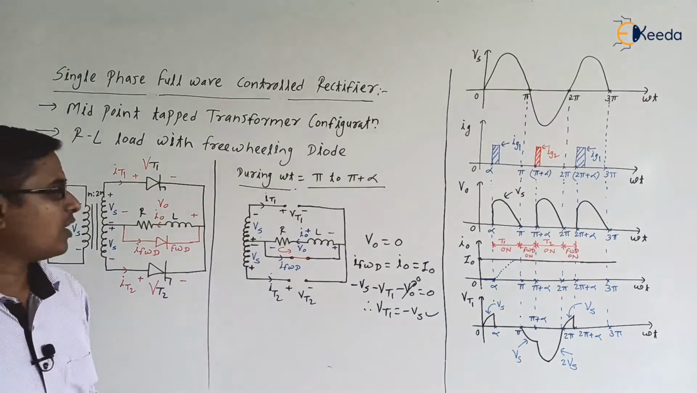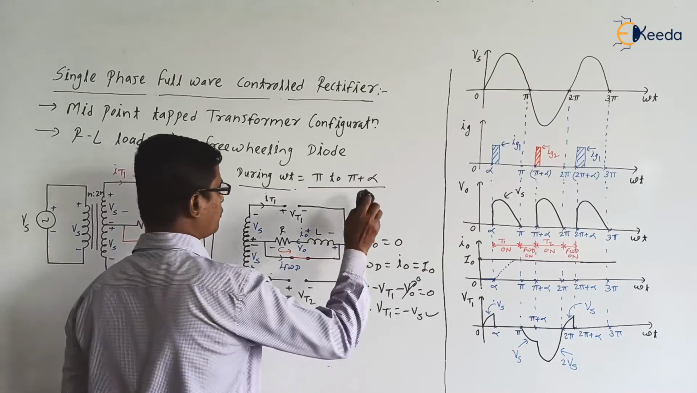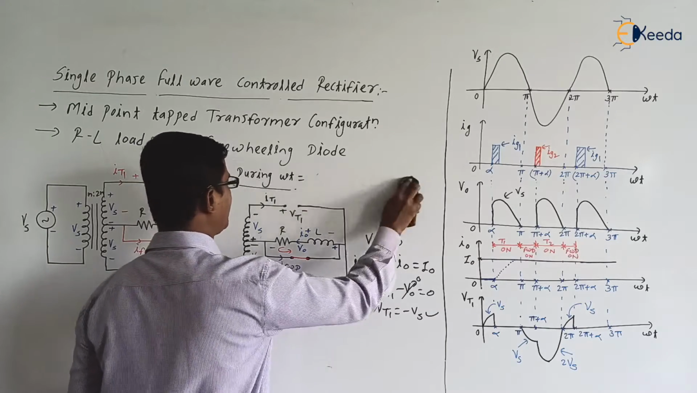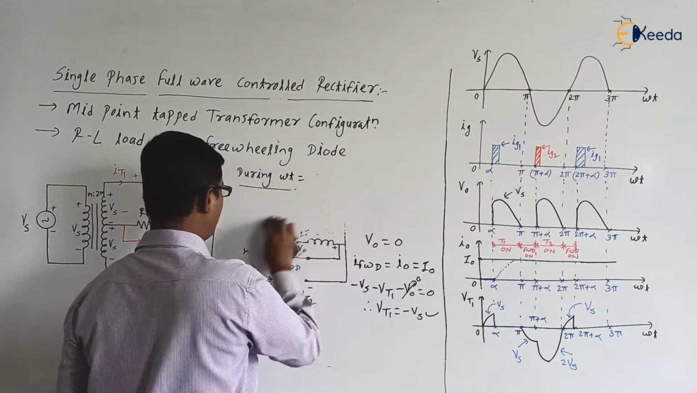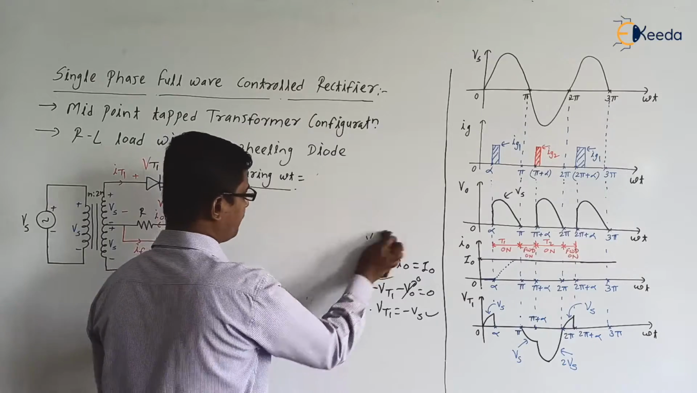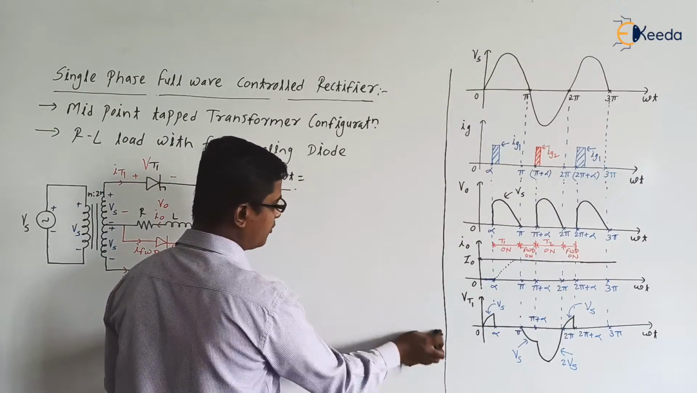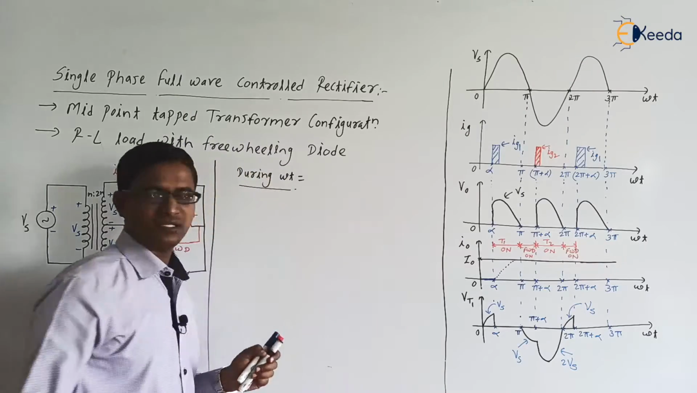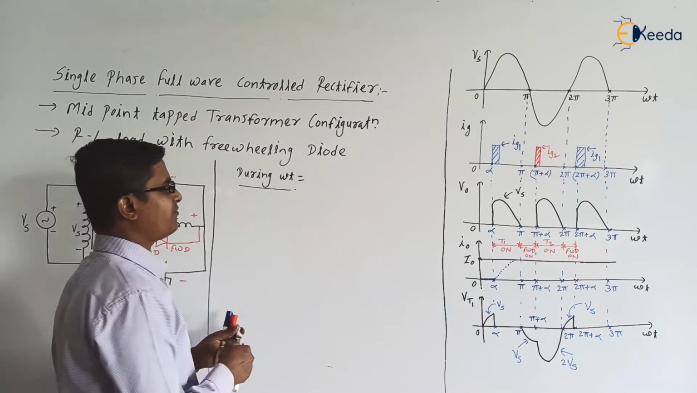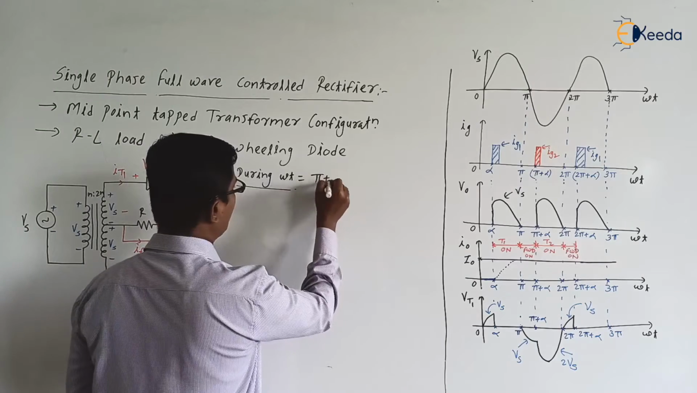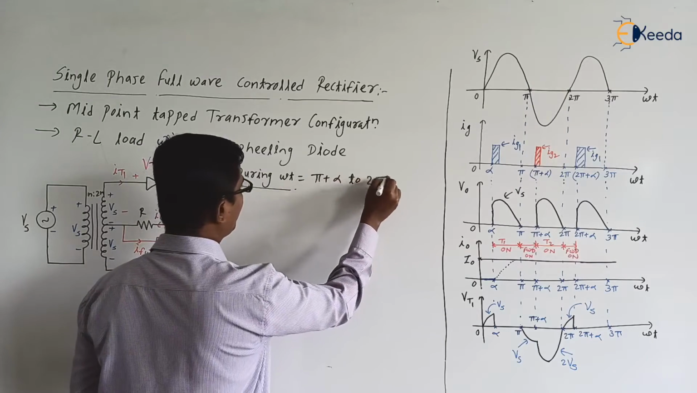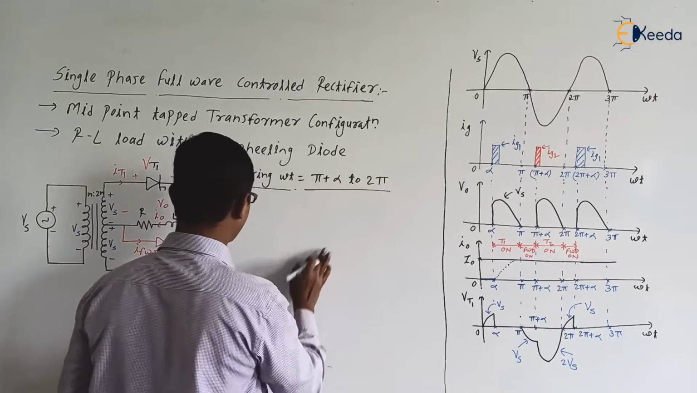Next, from pi plus alpha to 2 pi, what will happen? From omega t equal to pi plus alpha to omega t equal to 2 pi, let us discuss what will happen. From pi to pi plus alpha, the inductor has released the energy. Now from pi plus alpha to 2 pi, let us discuss what will happen.